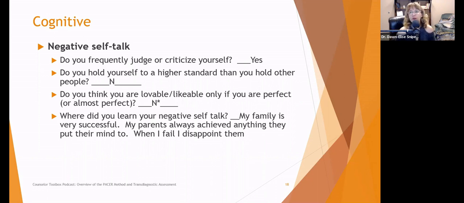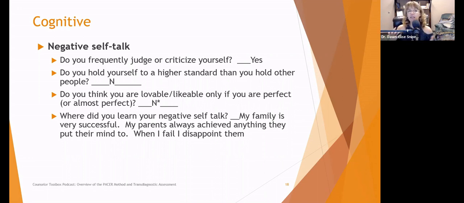Do you think you are lovable or likable only if you are perfect or almost perfect? She says no, but I put a little asterisk by that because she frequently judges or criticizes herself and identifies herself as a perfectionist. So there's some incongruity there. Where did you learn your negative self-talk? My family's very successful. My parents always achieved anything they put their mind to. Here are some extreme words in there: always and anything. And when I fail, I disappoint them. So when I fail, I, parenthetically, always disappoint them.